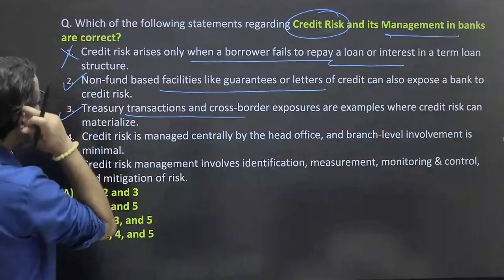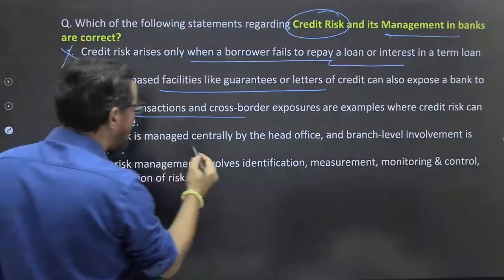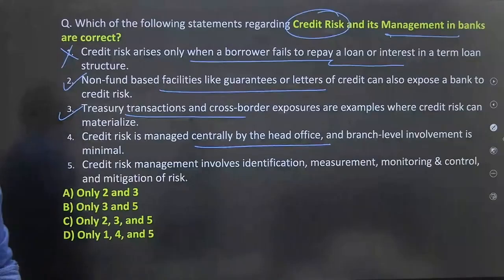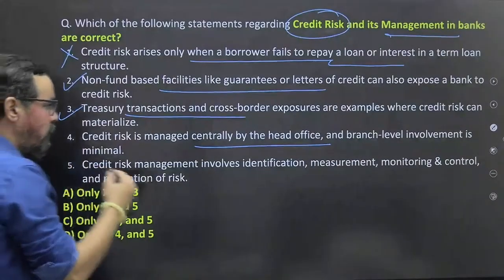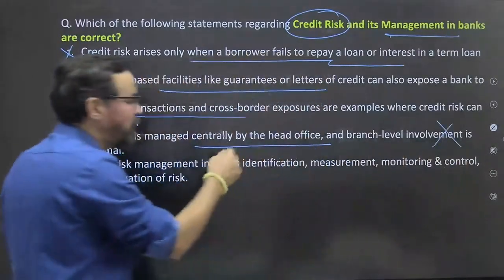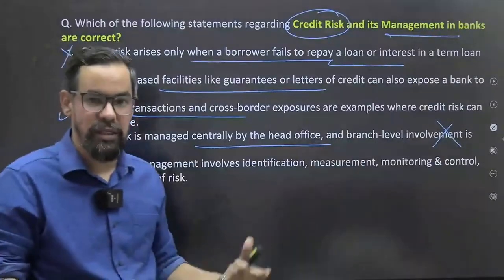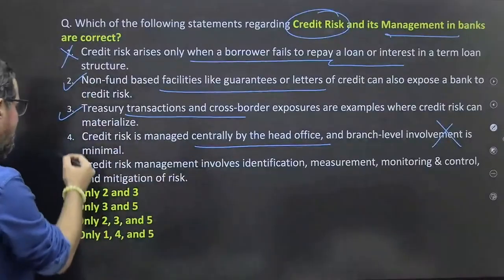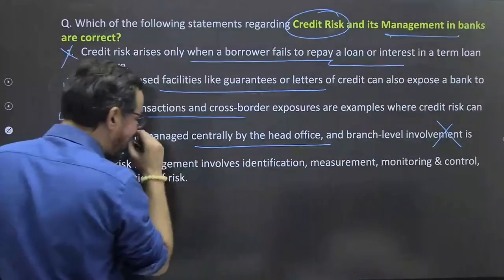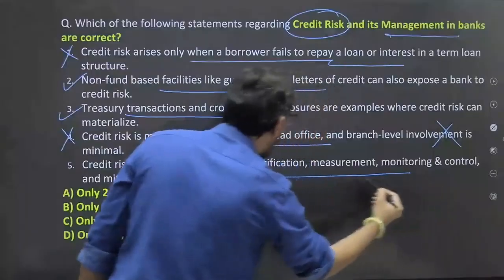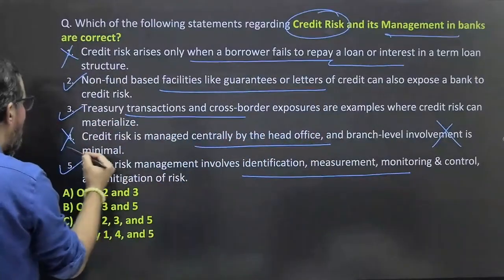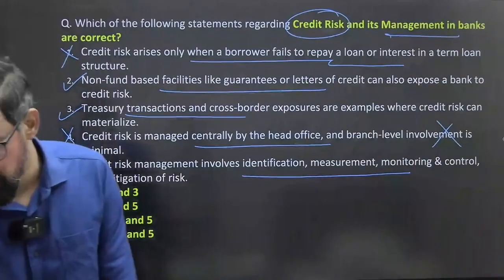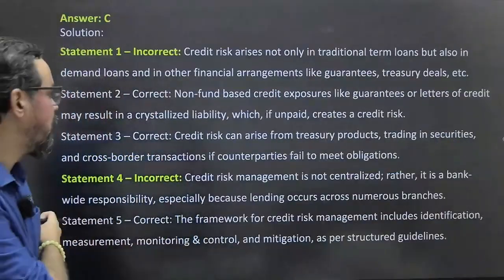Yes. Then next one: credit risk is managed centrally by head office and branch level involvement is minimal. No. They generally frame the guidelines at top level, but majorly it is at the branch level. We have to manage the transaction level, and transactions generally happen at the branch level itself. Credit risk management involves identification, measurement, monitoring, control, and mitigation. 100% true. So 2, 3, 5 means option C should be the right answer for this one. Correct? Yes, very good. Next one, guys.